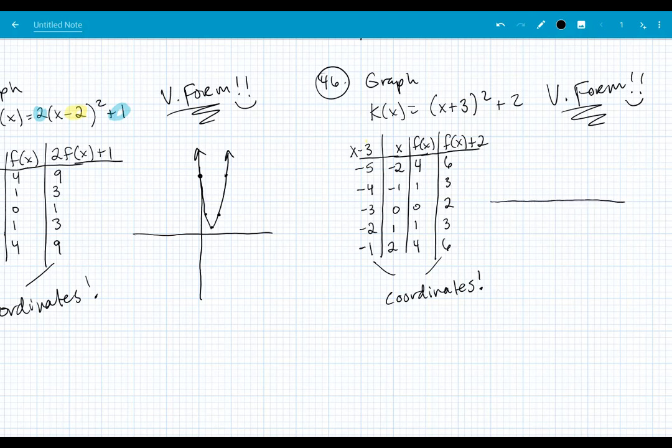Plotting this really quickly. So negative 5, 6. Negative 4, 3. Negative 3, 2. Negative 2, 3. And then negative 1, 6. And there's my graph.